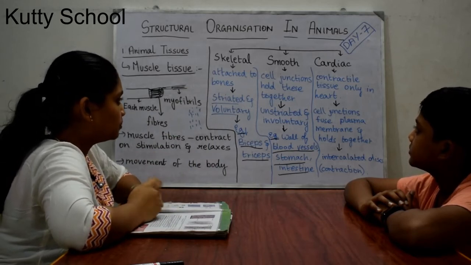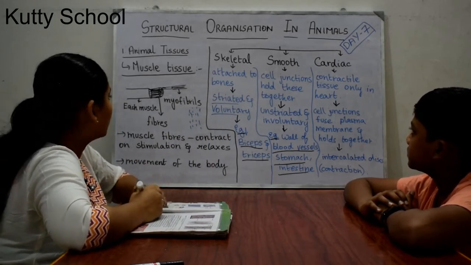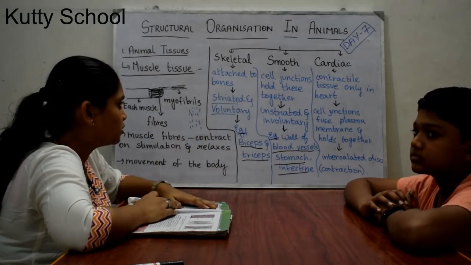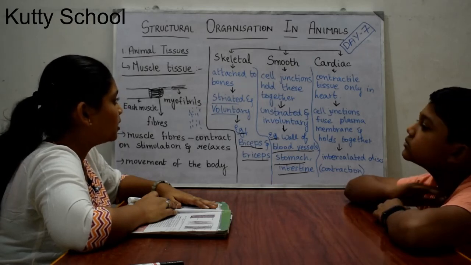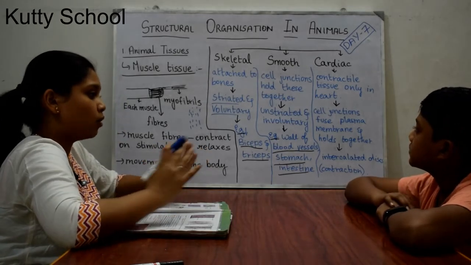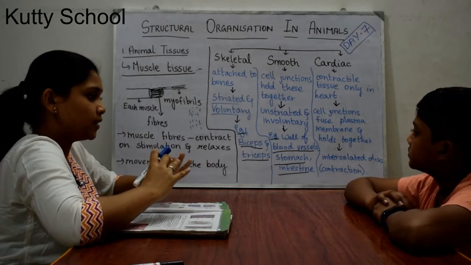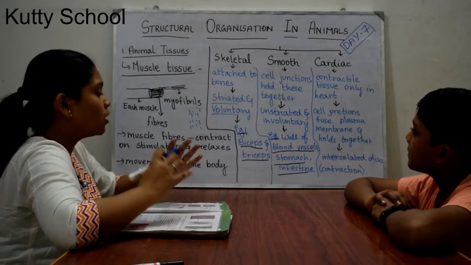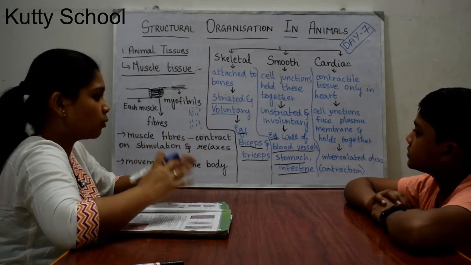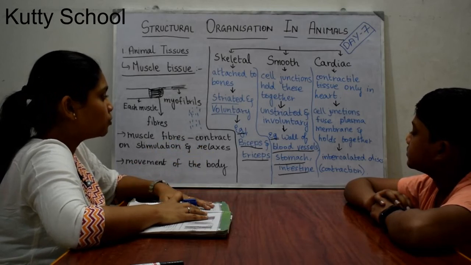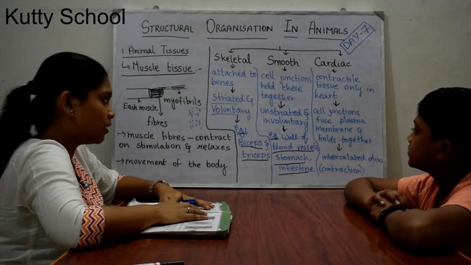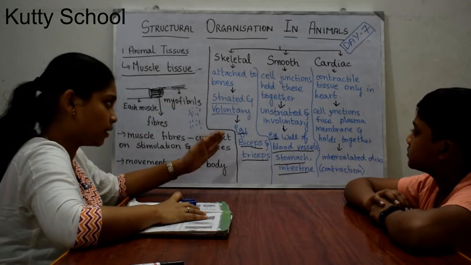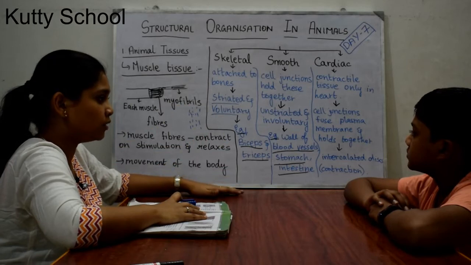Smooth muscle system. So now we are going to see smooth muscle tissue. Here in smooth muscles, the cell junctions hold them together. All the smooth muscles together are held by cell junctions, which we have studied earlier: tight, adhering and gap junctions. Through these junctions, the smooth muscles are held together. And the smooth muscles are unstriated and involuntary. They will not have striations like this, and these are involuntary. We cannot control these muscles.